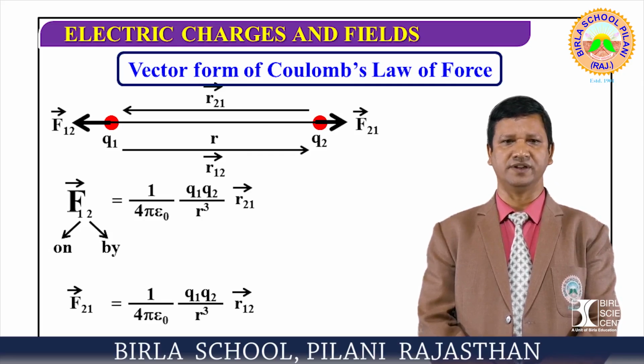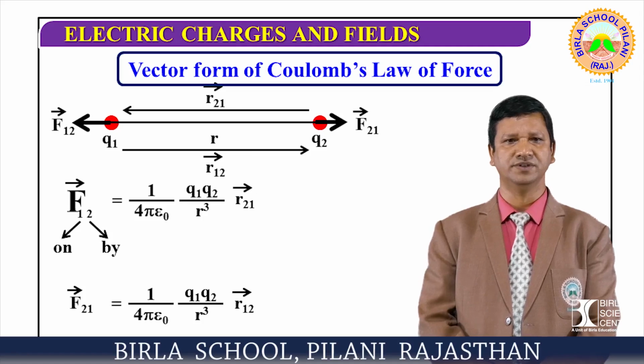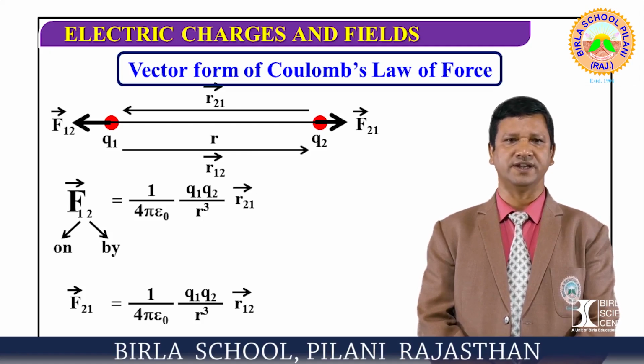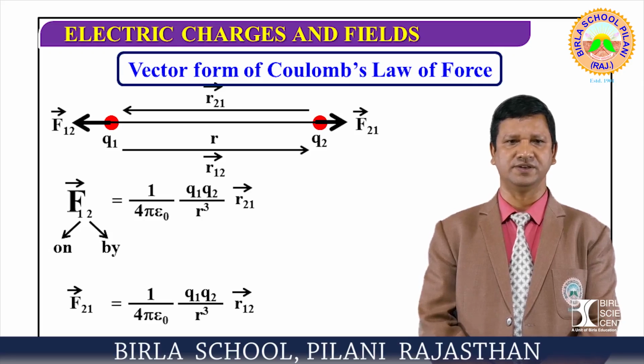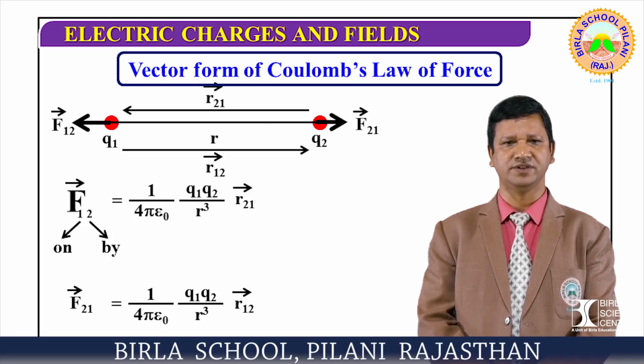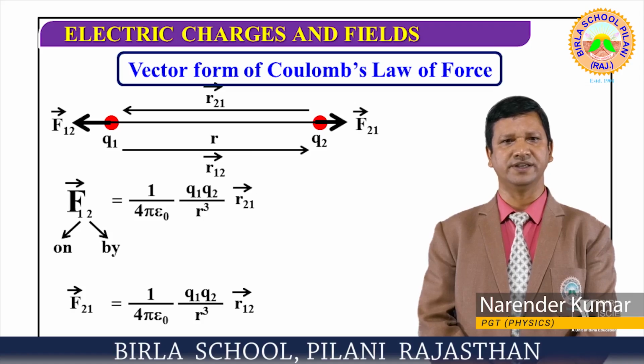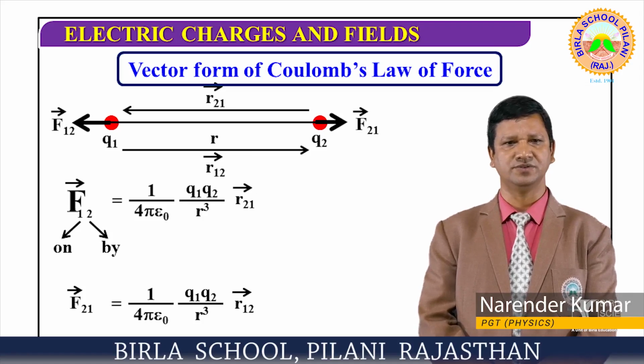This is equal to 1 upon 4 pi epsilon naught Q1 Q2 upon r cube in magnitude, and the vector is represented because the second charge affects the force on charge 1, so we write it as r21. This is very important when the charges are of similar nature. On charge 2 we get F21, which is equal to 1 upon 4 pi epsilon naught Q1 Q2 upon r cube times r12. Here r12 indicates the position of charge 2 from 1.